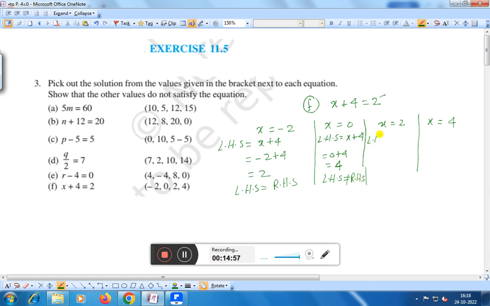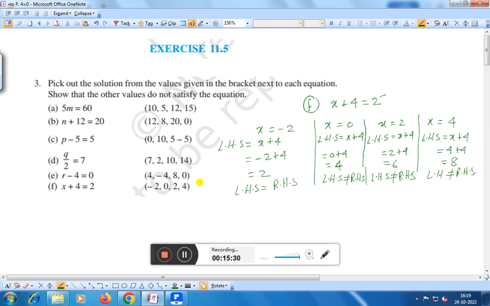Right? Next is x equal to 2. Left hand side is equal to x plus 4. X is 2, that is 2 plus 4 is equal to 6. Therefore left hand side is not equal to right hand side. In this last case, x equal to 4, left hand side is equal to x plus 4. We put the value of x as 4, 4 plus 4, that comes to 8. Therefore left hand side is not equal to right hand side.